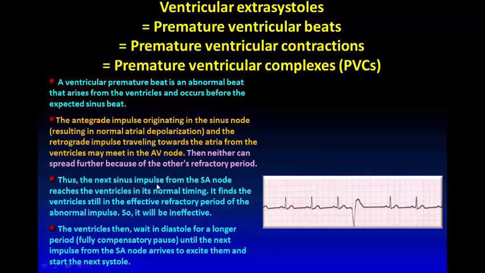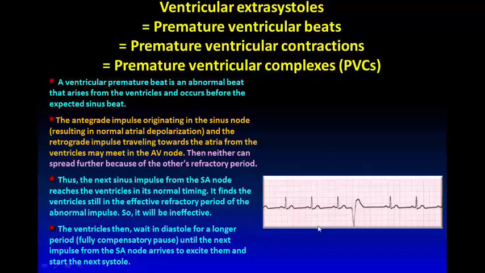Accordingly, the next sinus impulse from the SA node reaches the ventricles in its normal timing, but it would find the ventricles still in the effective refractory period of the abnormal impulse. So it will not be effective, it will be ineffective. The ventricles then would have to wait in diastole for a longer period of time, which is known as compensatory pause, until the next impulse from the sinoatrial node arrives to excite them and start the next systole. So the ventricles would have missed one normal sinus impulse because they would have been in their absolute refractory period because of the abnormal impulse.